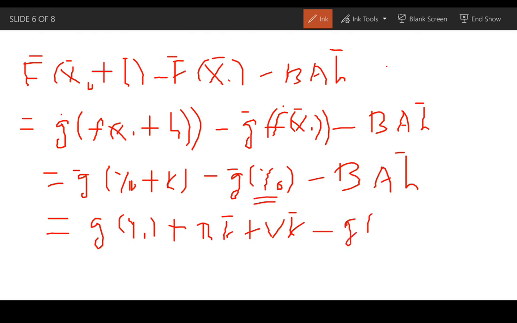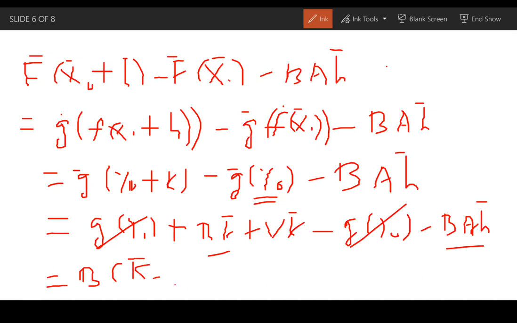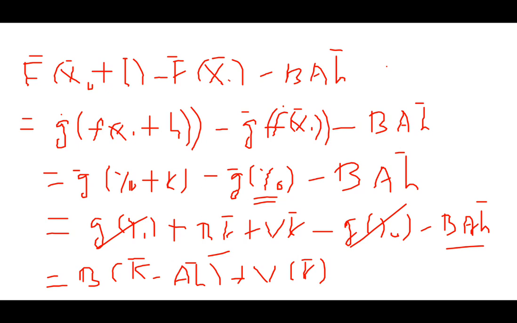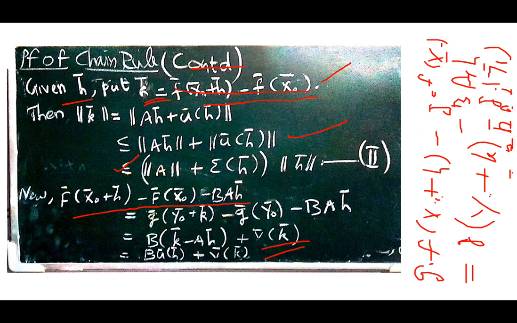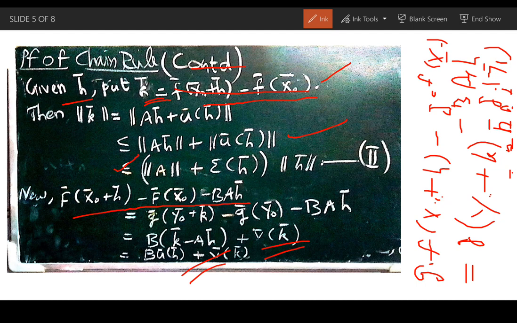This g of y naught, g of y naught minus A h. This much is there. This g of y naught cancels with this g of y naught, and from this b k and from this b A h you take b out, so it is b into k minus A h plus your v of k. Hope you understood. That is this step. f of x naught plus h minus f of x naught minus b A h is b of u h plus v k.